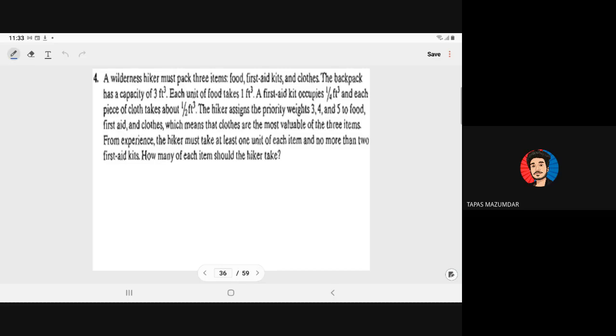From experience, the hiker must take at least 1 unit of each item. It means one packet of food, one packet of first aid, and one cloth. No more than two first aid kits. Here we have the upper limit of the first aid kit also. How many of each item should the hiker take?